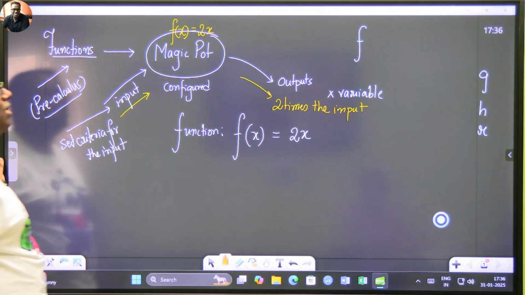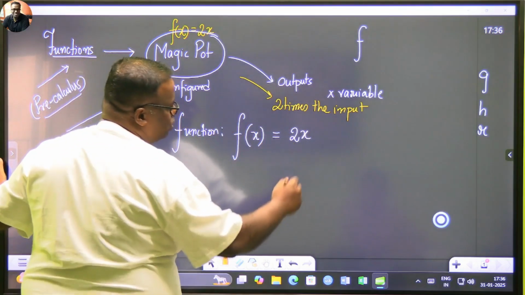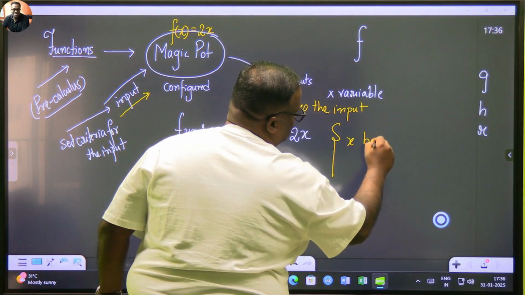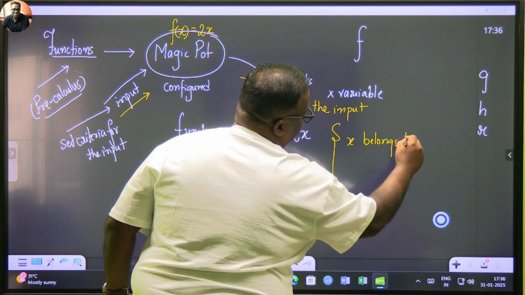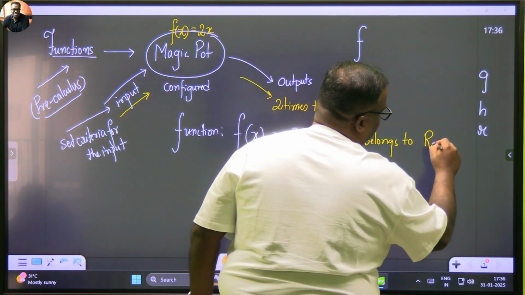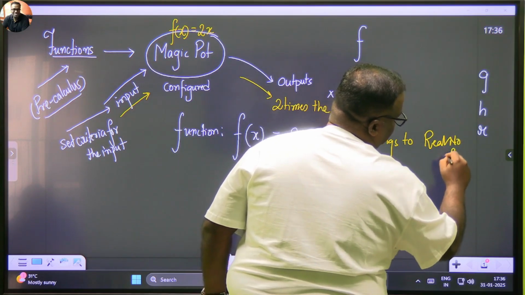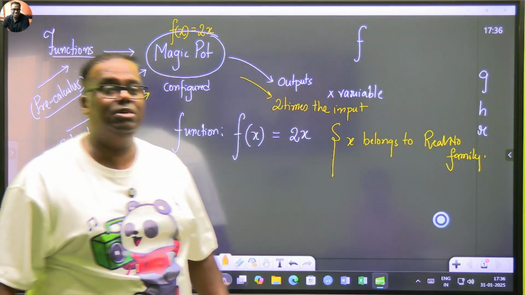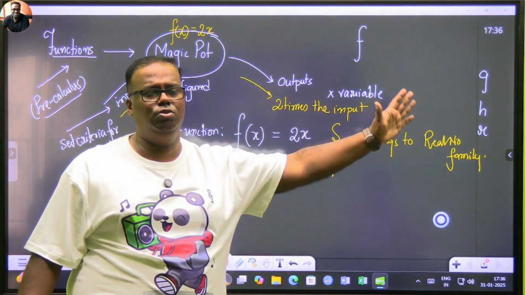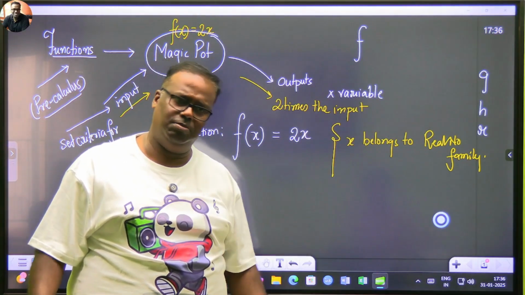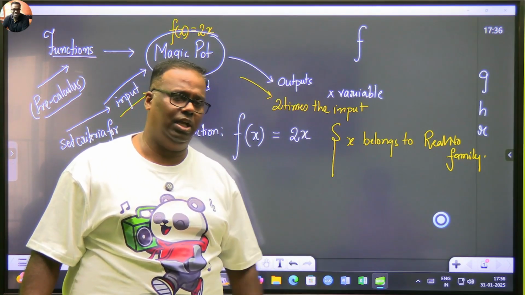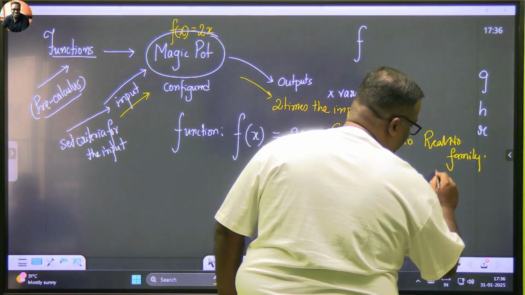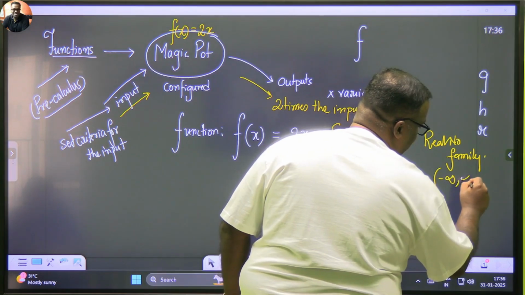There is also a criteria. So we say f of x is equal to 2x, and we write here that x belongs to the real number family or set of real numbers. What are real numbers? Real numbers are numbers from minus infinity to plus infinity. Is 2.54 a real number? Yes. Is negative 2.54 a real number? Yes. Is 0 a real number? Yes. So real numbers are everything from negative infinity to infinity, right?